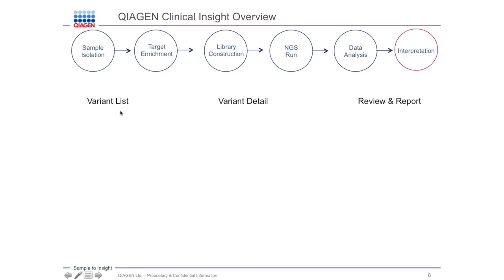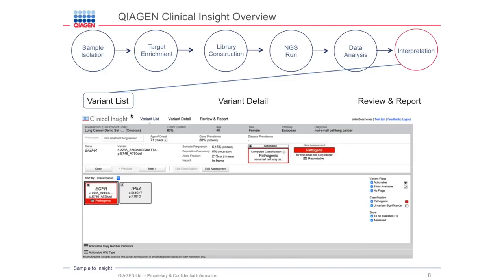The application is divided in 3 sections: the variant list, and the variant list will allow you to see information about your test, overall filtering classification, overview of all your variants. In this screen capture, we have 2 variants, and include also copy number variation and treatment information that you can bring into your report.